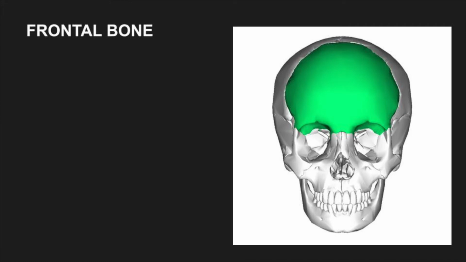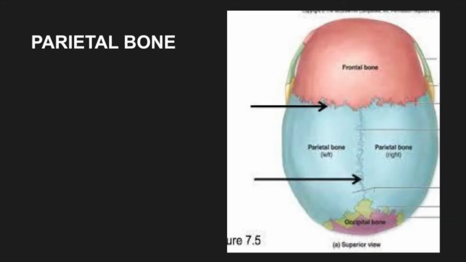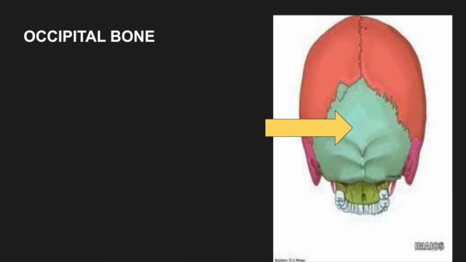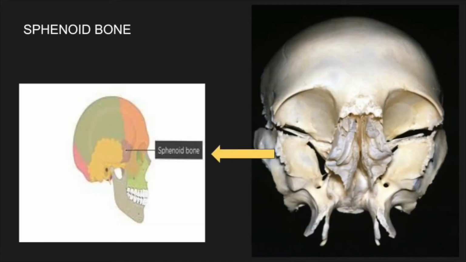The 8 bones of the neurocranium form the major portions of the skull and protect the brain. The frontal bone forms the forehead. The parietal bone makes up the roof of the skull. The occipital bone forms the base of the skull. The sphenoid bone usually looks butterfly-shaped.